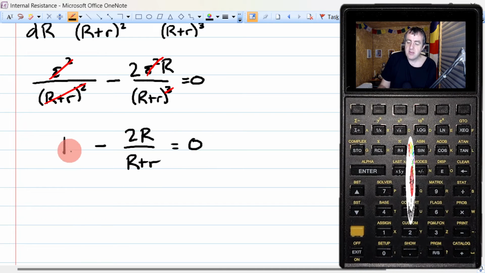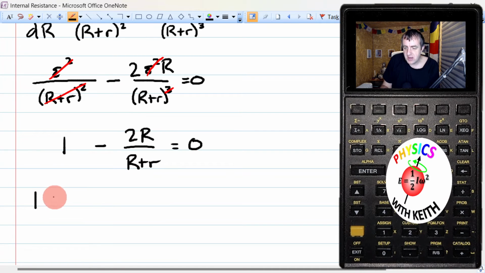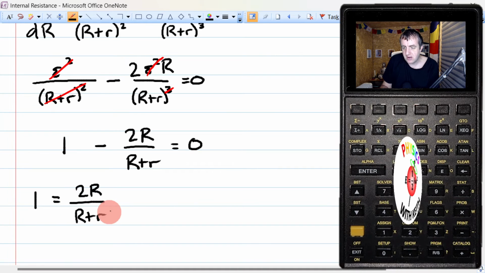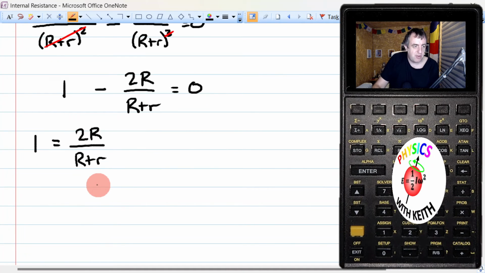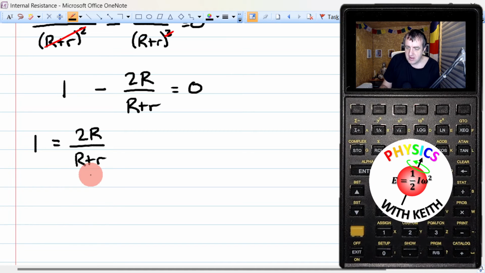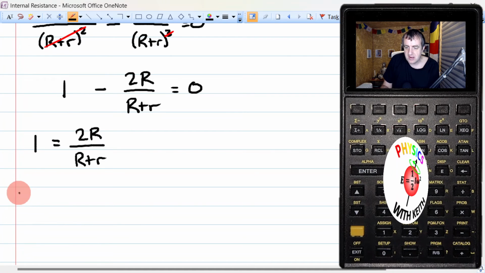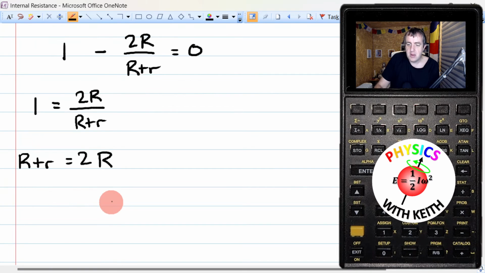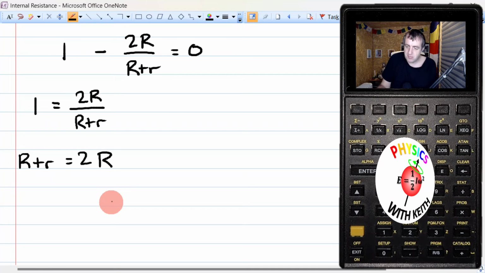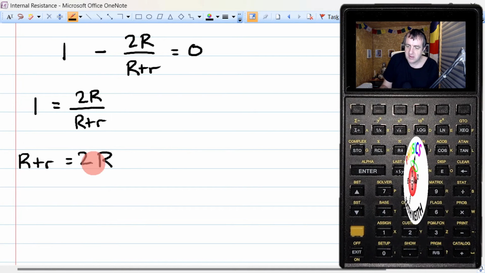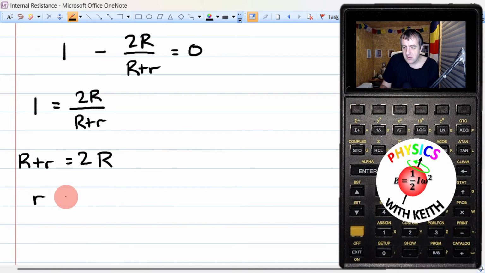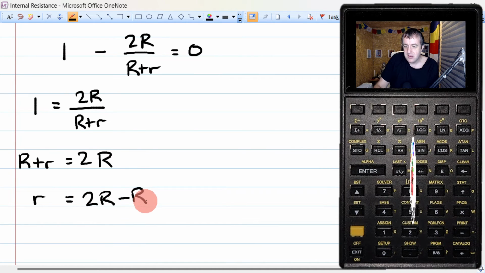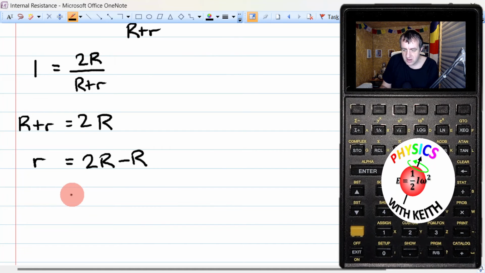This is interesting. So let's add this term to both sides. So 1 equals 2r over r plus little r. Let's multiply through by this denominator. So we've now got r plus little r equals 2r. You could probably already see what the answer is, but we're going to keep going with this. Let's gather together our like terms. So little r is going to equal 2r subtract r.